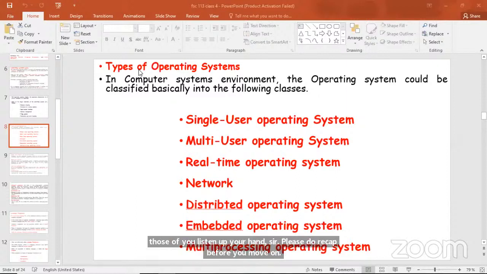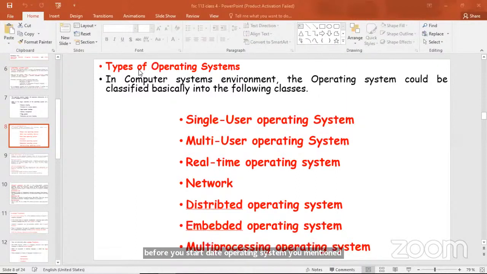Sir, please do recap before you move on. Before you started operating system, you mentioned system software. Please, can you take that again? System software. All right. Is operating system a type of software program? Yes. Sir, please, what are suites? Suites are a set of programs, just like you have your suitcase and you put some things inside.